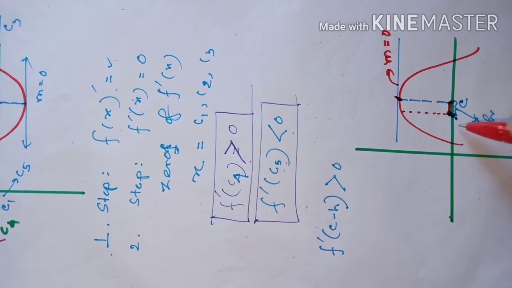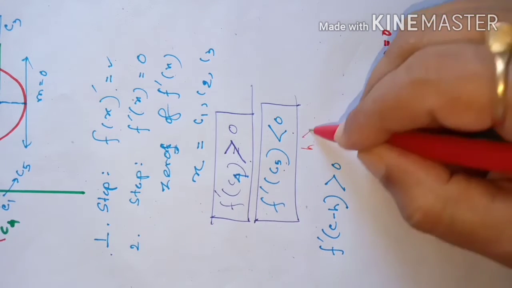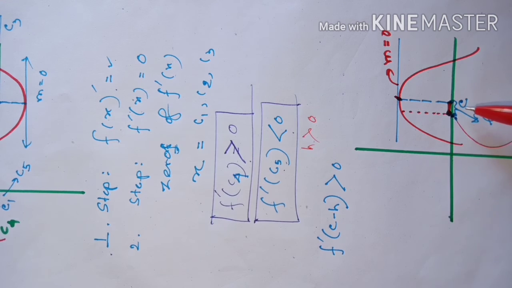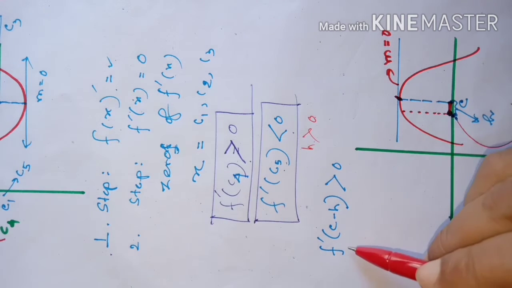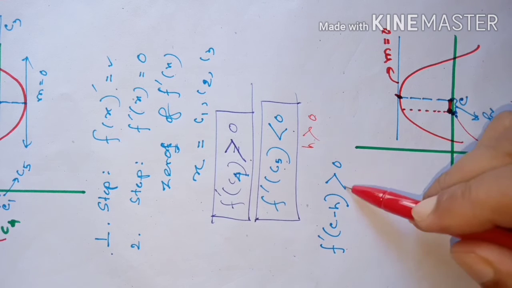Just you see, this point is C minus H. H is a very small quantity. As you know, it is just greater than 0. So towards the left hand side of this C, this is a point C minus H. At that C minus H, the F dash C minus H is greater than 0.